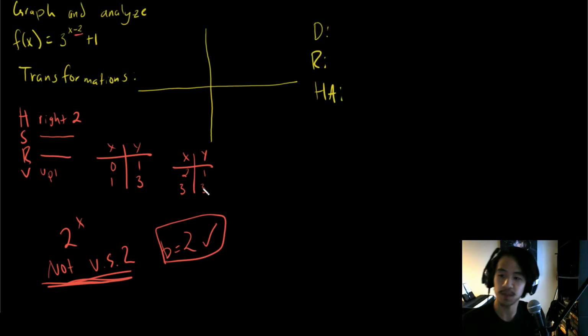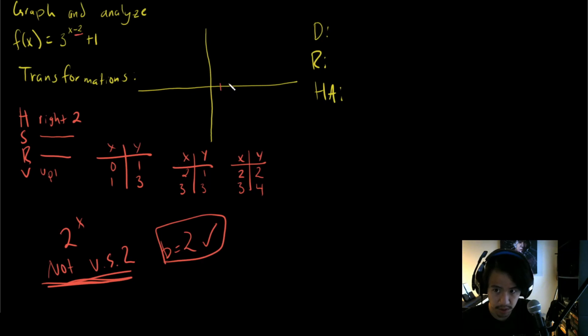All right. And then we have up 1. So we got x and y. And we got 2 comma 2 because we're adding 1 to the y's. And then 3 comma 4. So let's go ahead and plot this. We got 2 comma 2, and then 3 comma 4.